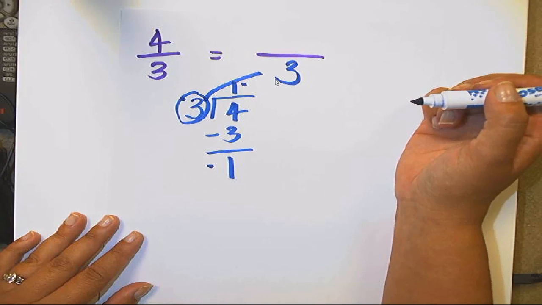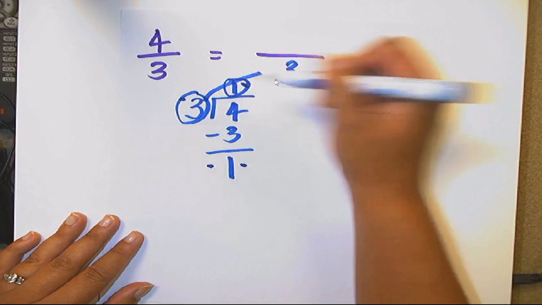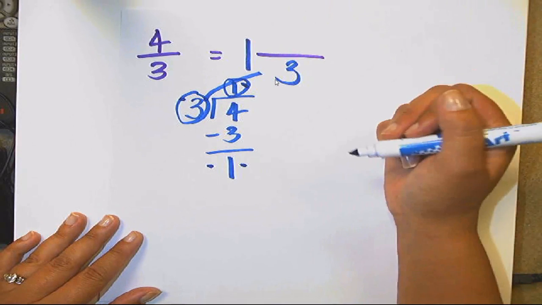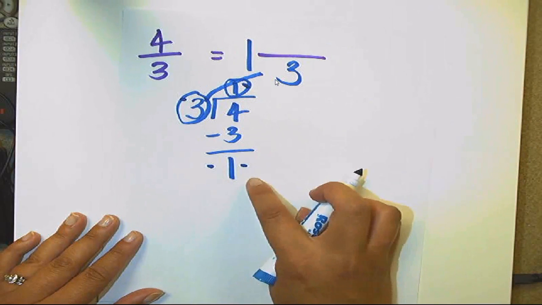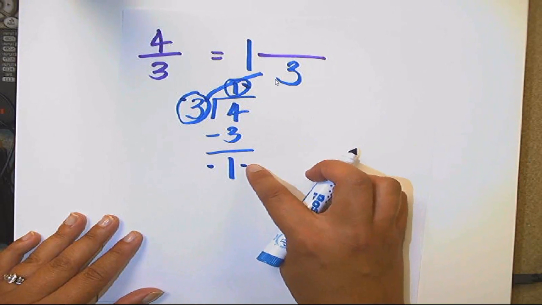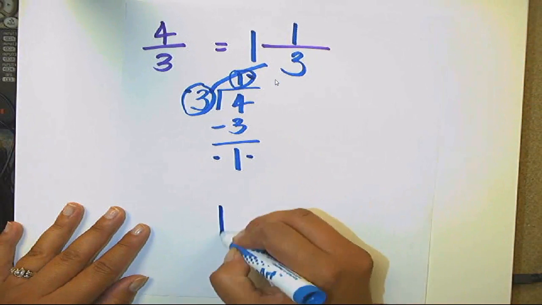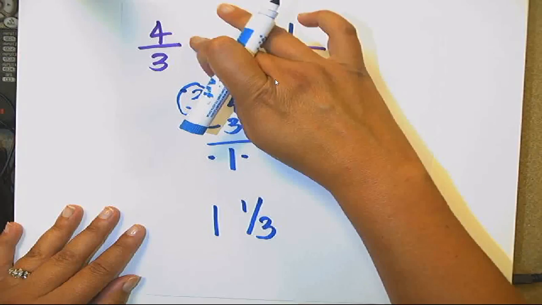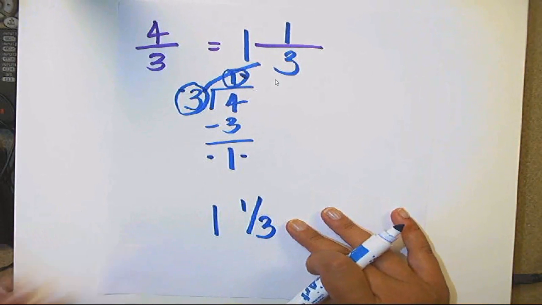The other 2 numbers that I'm left with are both of these 1s. This first one right here becomes my whole number. So I'll put it up here. And the difference, when I did all of my math, I subtracted 3 from 4, my difference was 1. It becomes my new numerator. So the answer ends up being 1 and 1/3. That's what occurs when I take that improper fraction and I change it into a mixed number.